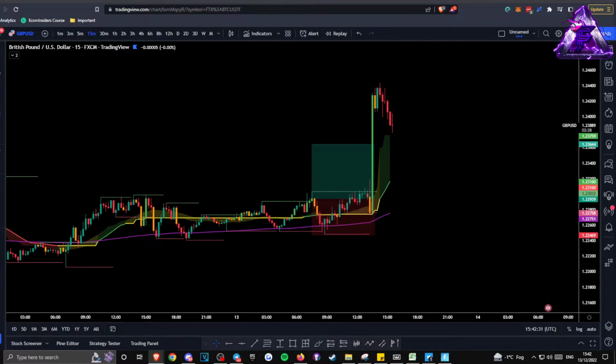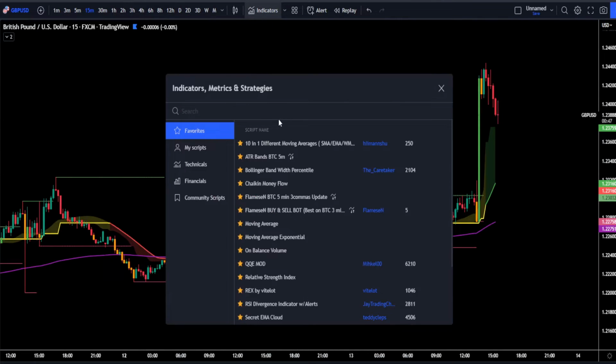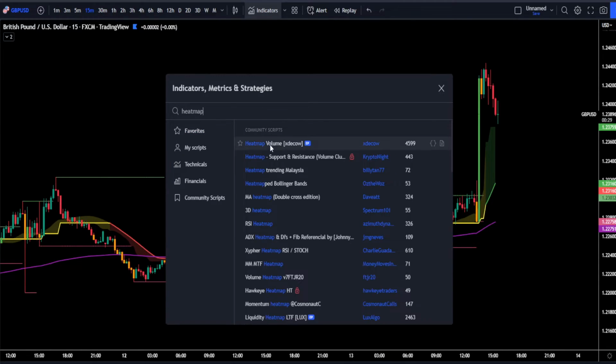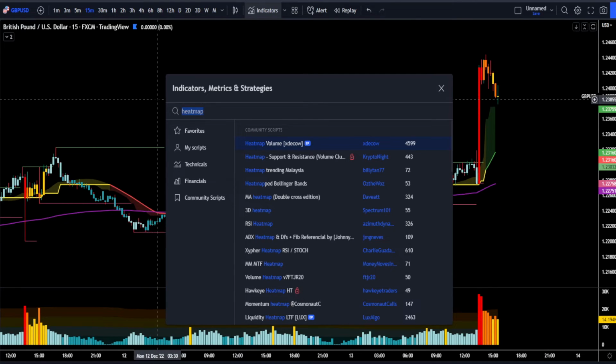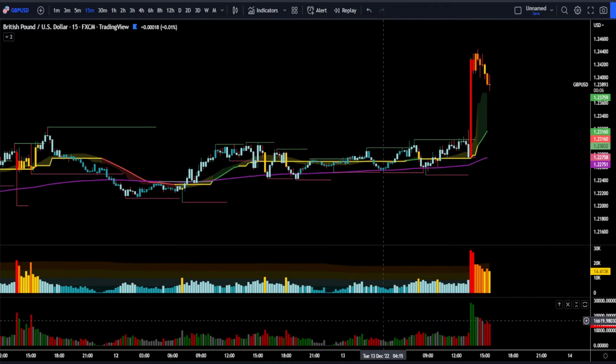These numbers can definitely be increased if you added a second confirmation indicator or a volume indicator to the chart. And as I said, I'm now going to show you what indicators to actually use with this. So first of all, I would definitely be adding a volume indicator to the chart. The volume indicator I would be using would either be the heat map volume or an HVI. Of course, the settings on these indicators can be adjusted.